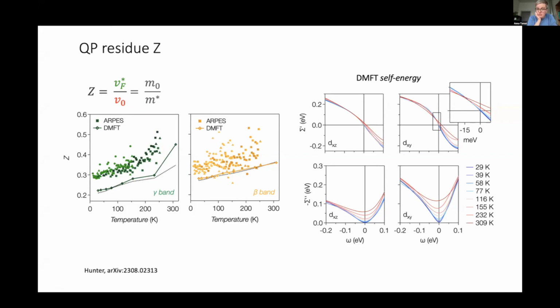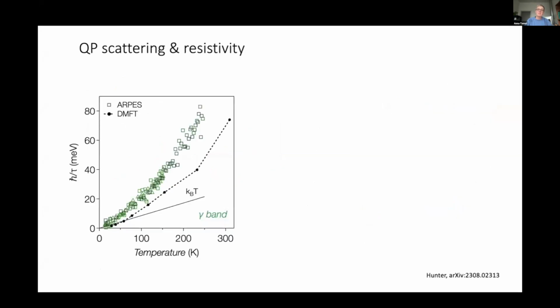So it is not true that quasi-particles disappear as you move away from the Fermi liquid into this bad metal state because Z goes to zero. Z actually increases, Z doesn't go to zero. We find that quasi-particles seem to disappear as you increase temperature because of their excessive broadening.